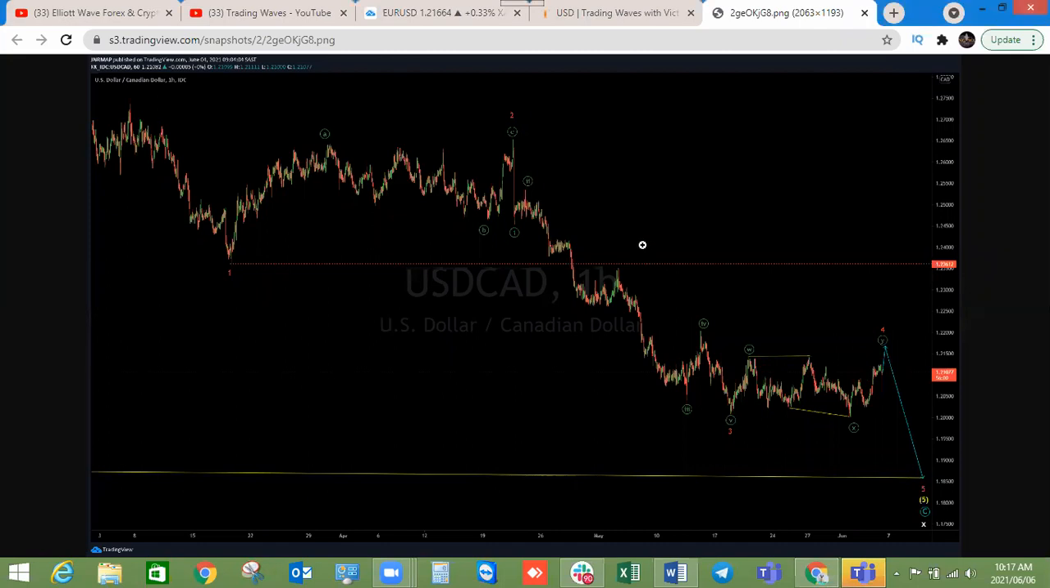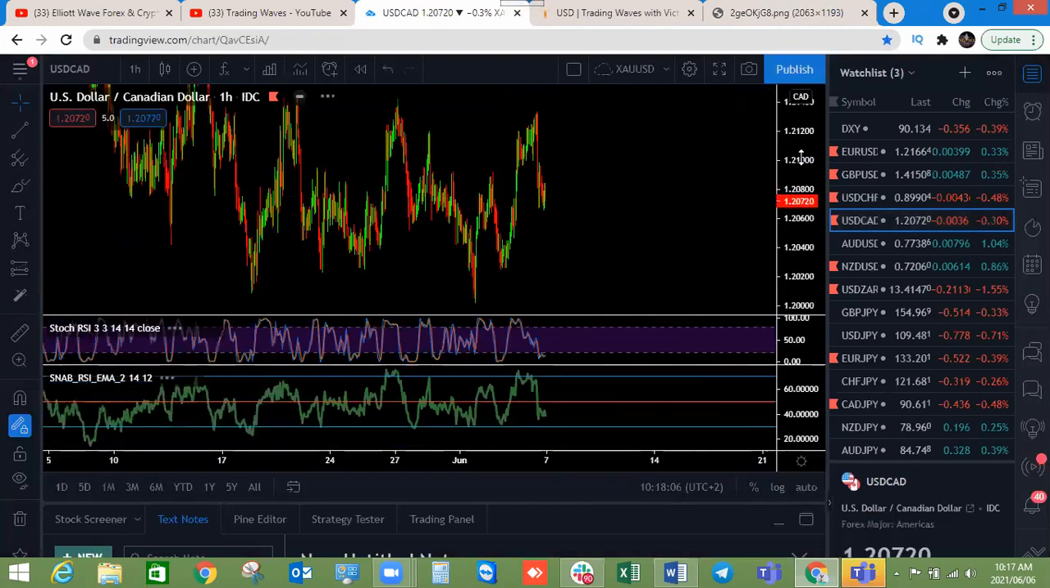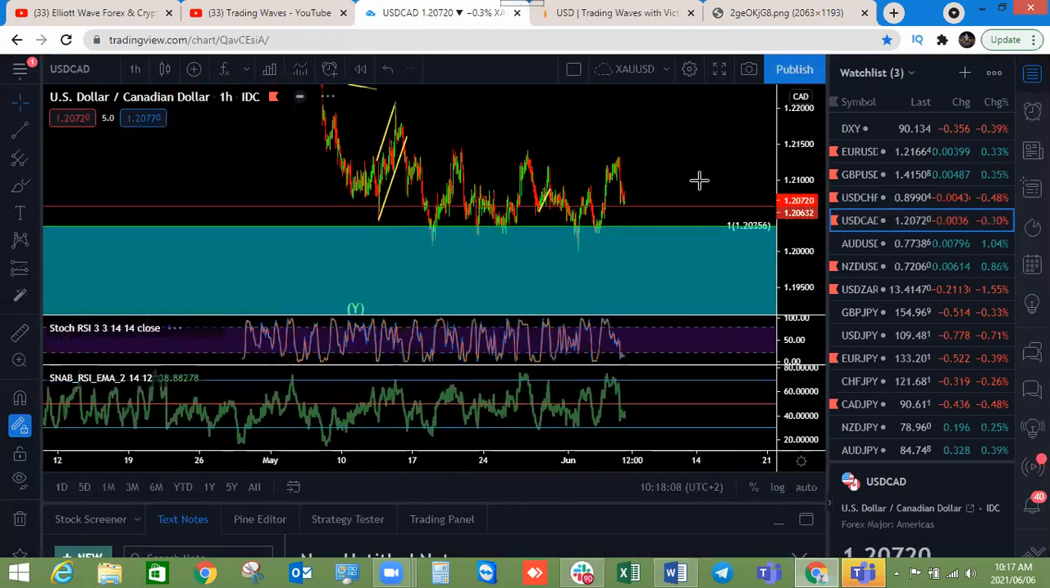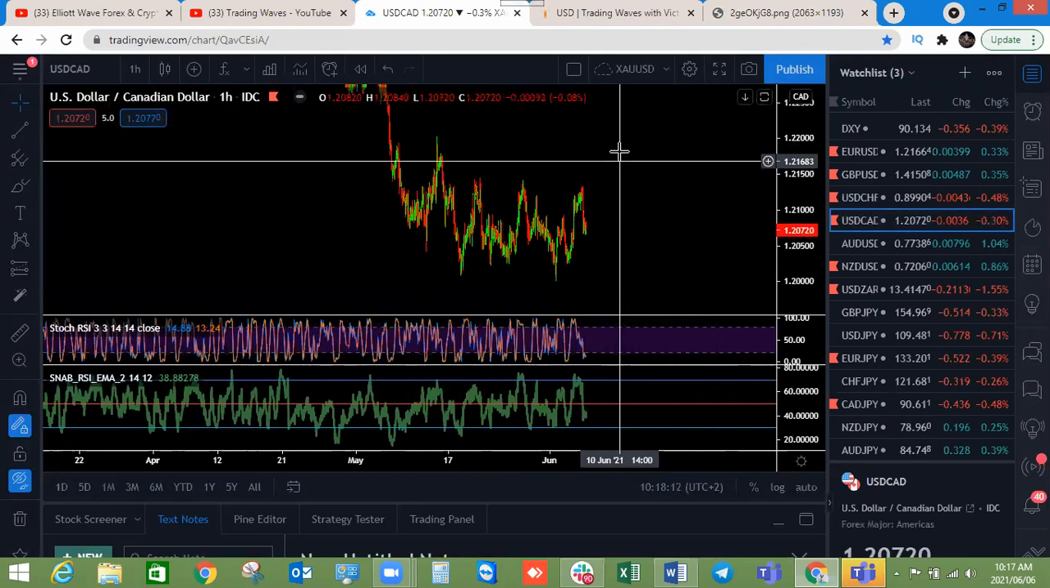Okay, so that is CAD. This is how CAD is playing out. Let's have a look at it. This is US dollar CAD. How does it play out? That was the expectation. Let me just switch off here so we can see only the structure.